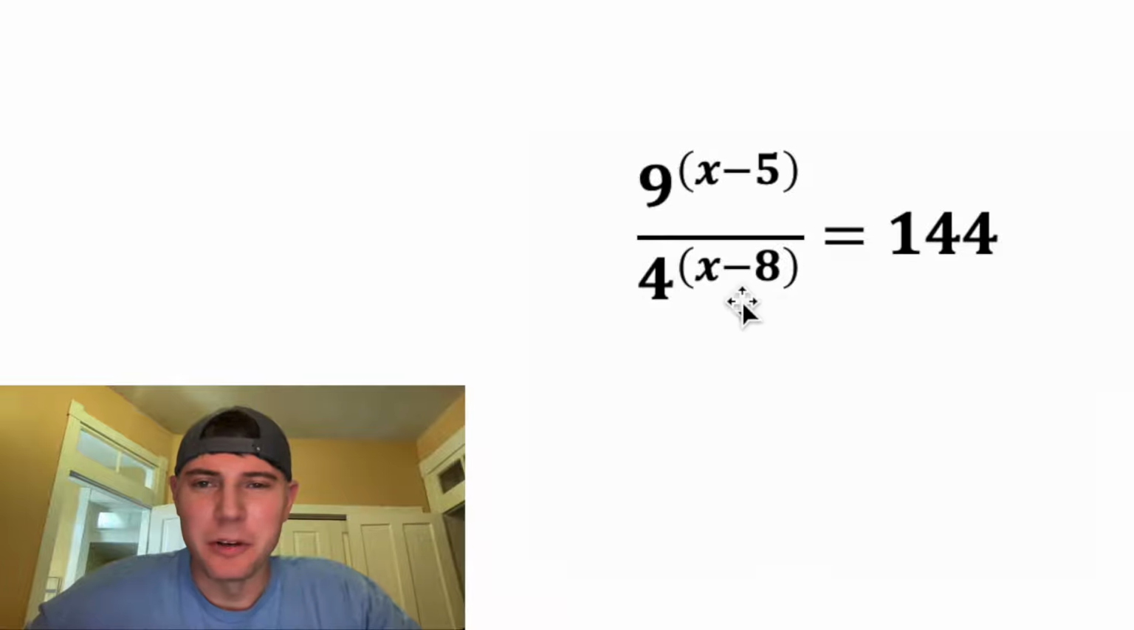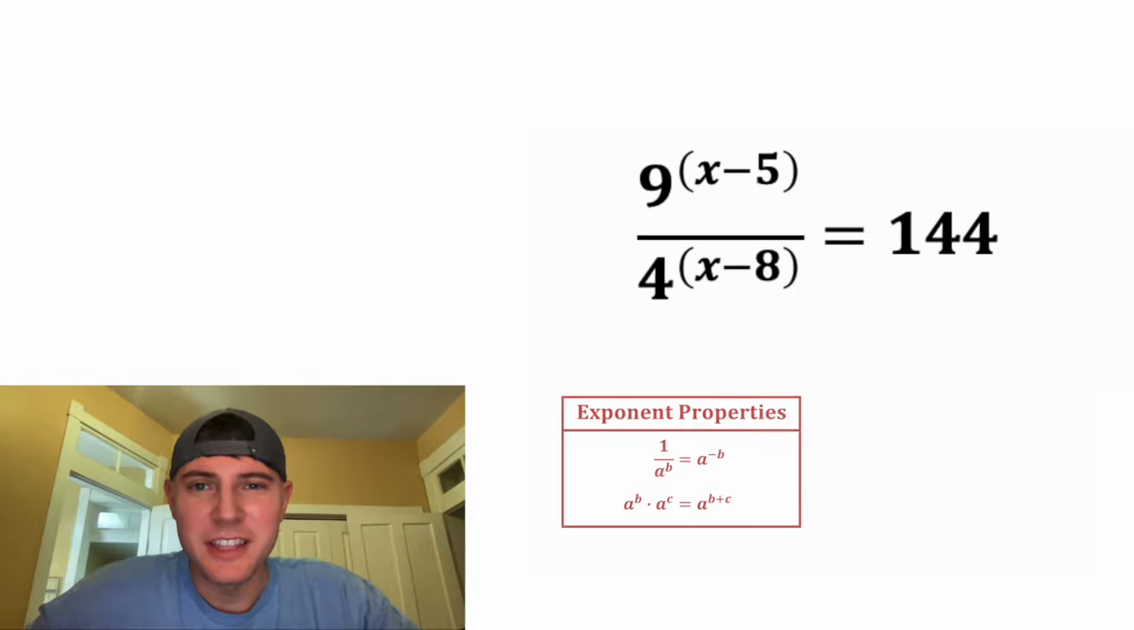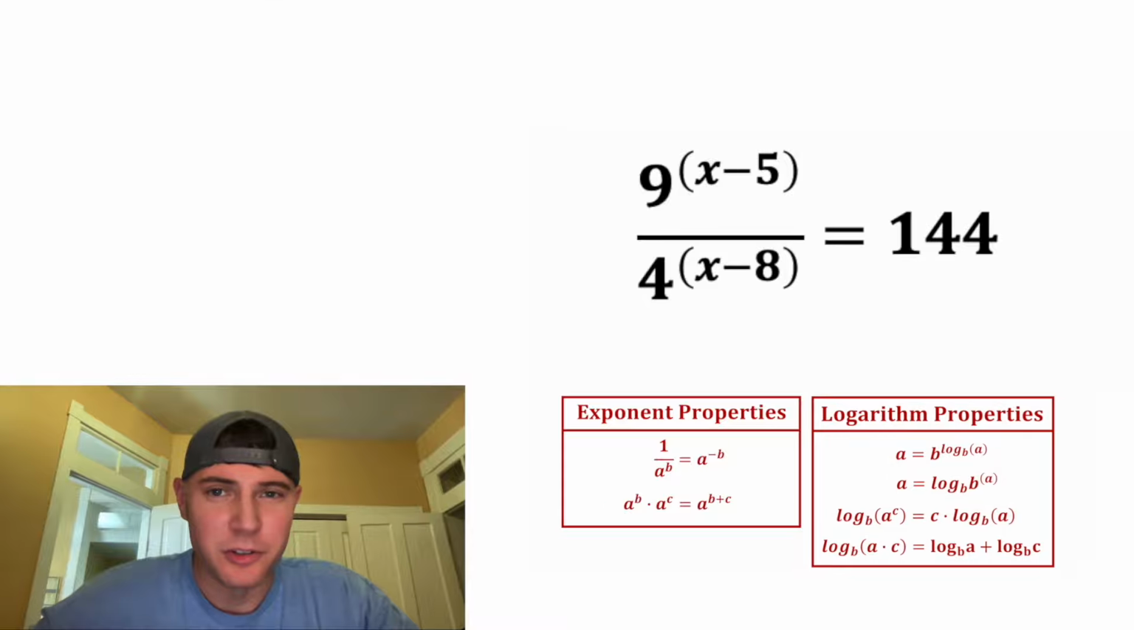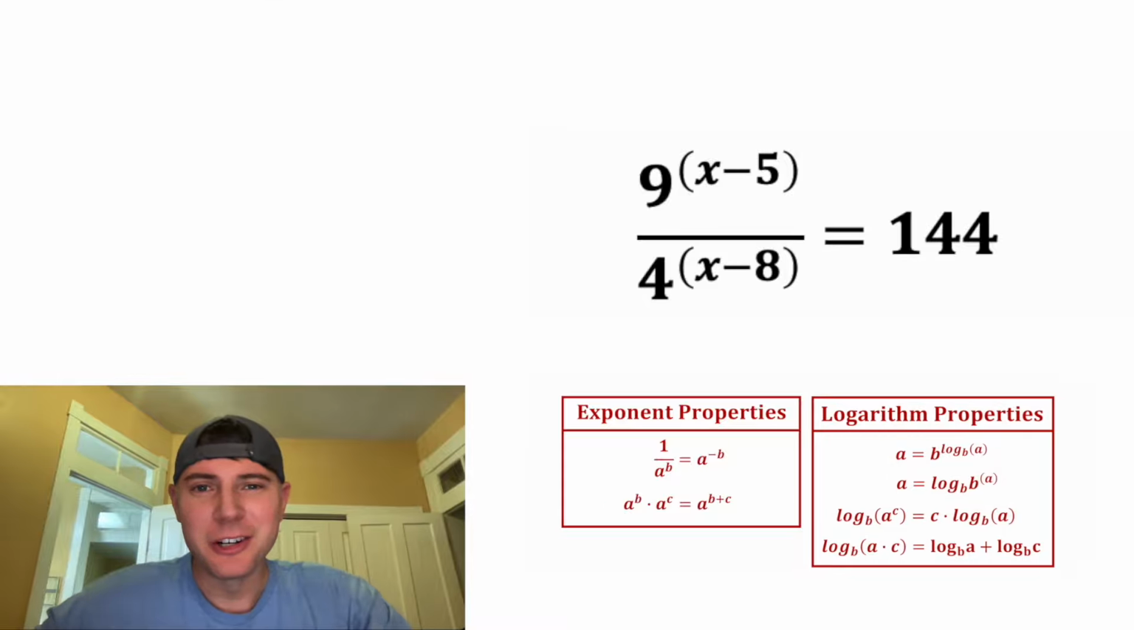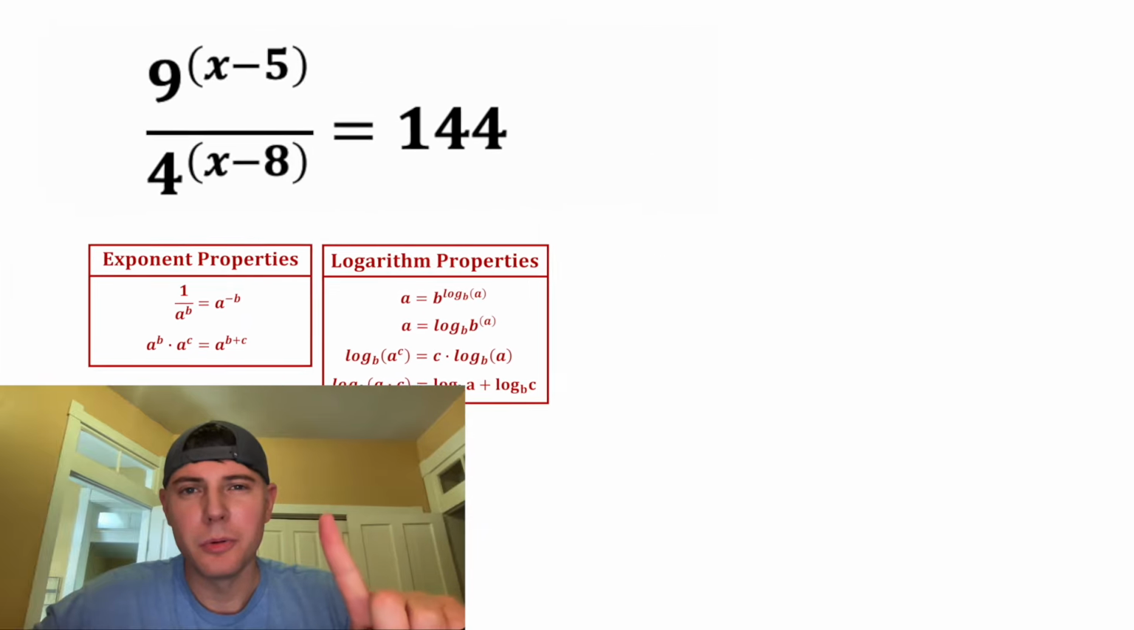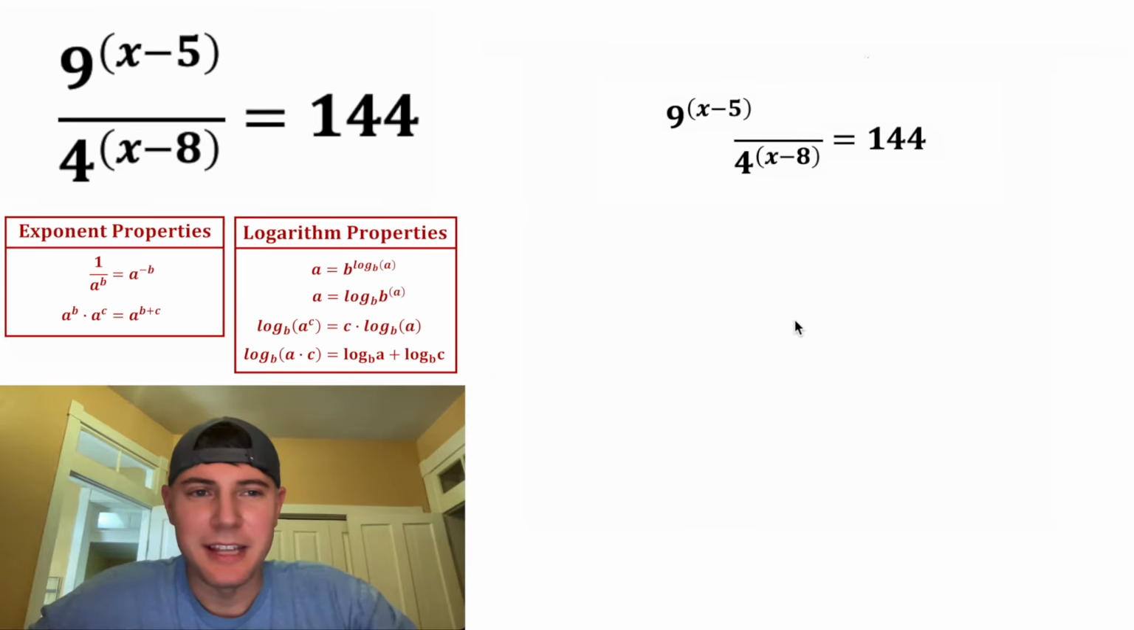Hey guys, this looks like a fun one. We have 9 to the power of x minus 5 over 4 to the power of x minus 8 equals 144. In order to solve this, I think we need these notes for exponents and these notes for logarithms. If you want to try it on your own, pause it right now because I'm going to solve it in 3, 2, 1. First, let's split these up like this.